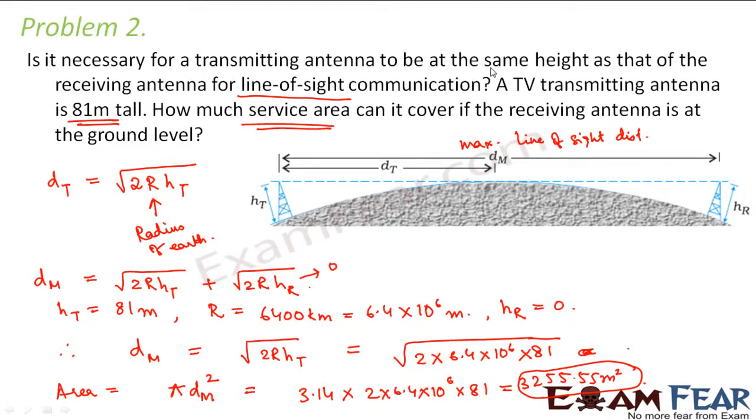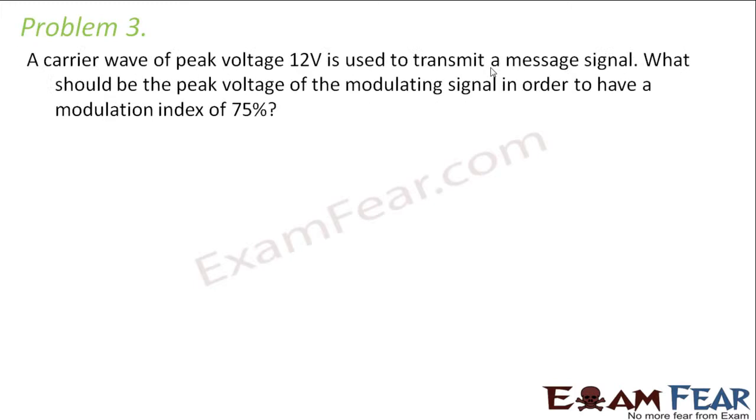What matters for line of sight communication is the distance between the two, that is this distance dm. So it is not really needed that both the antennas have to be of the same height. So let us look at the third problem.